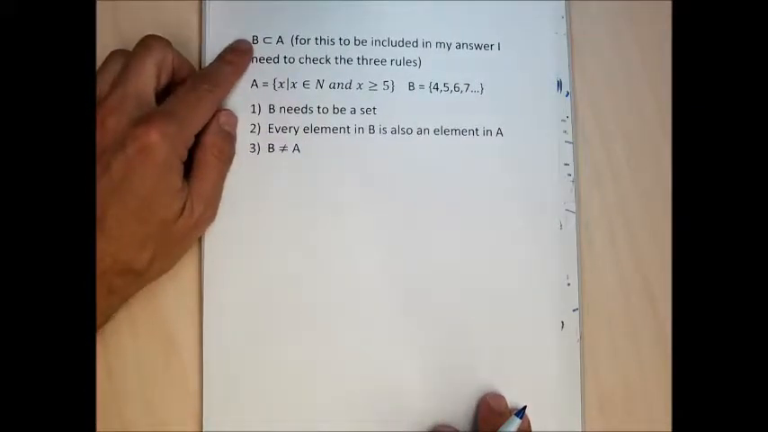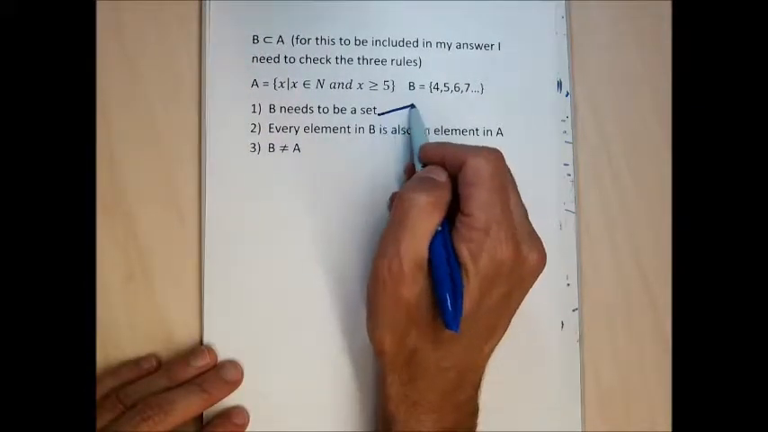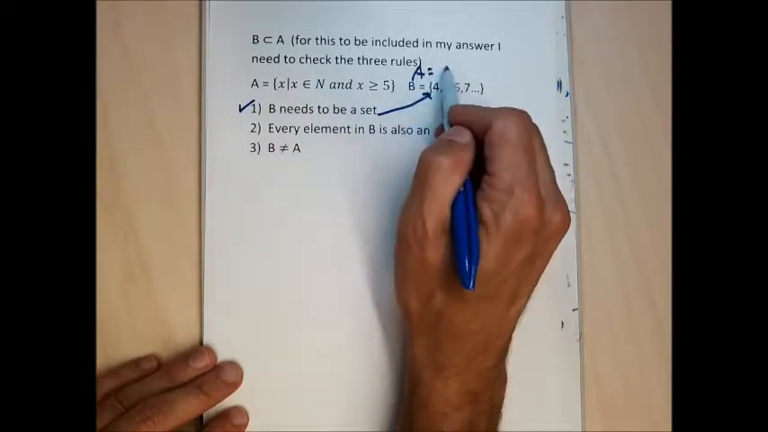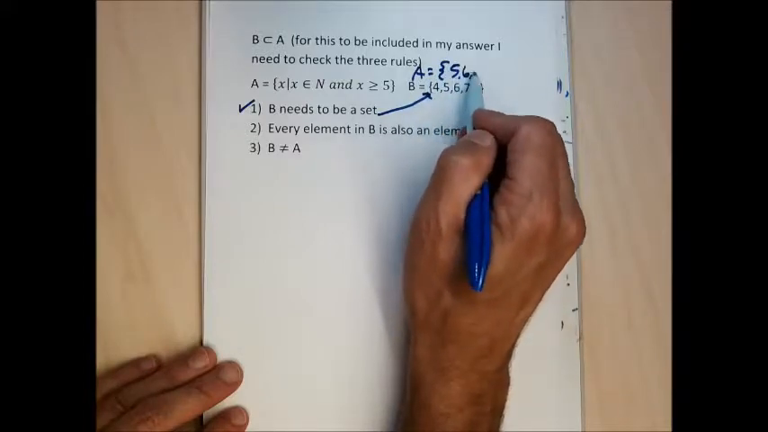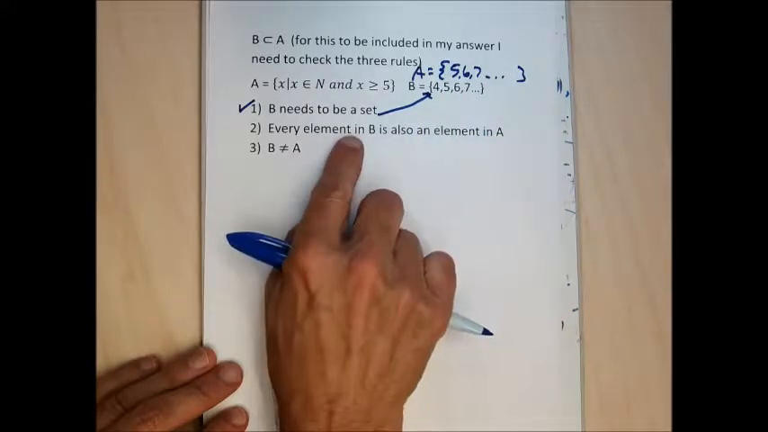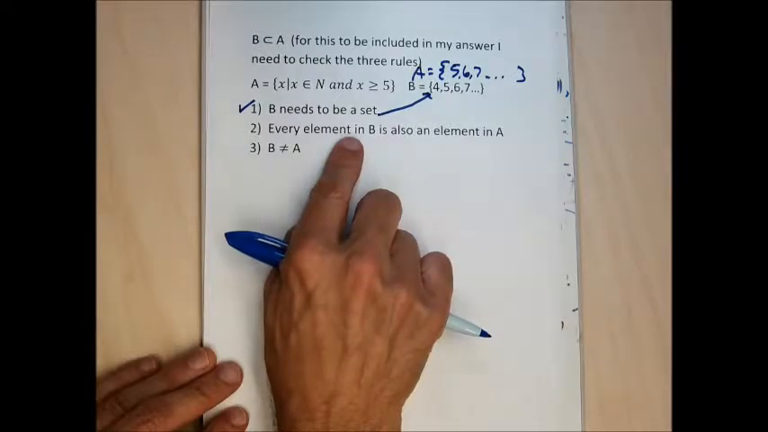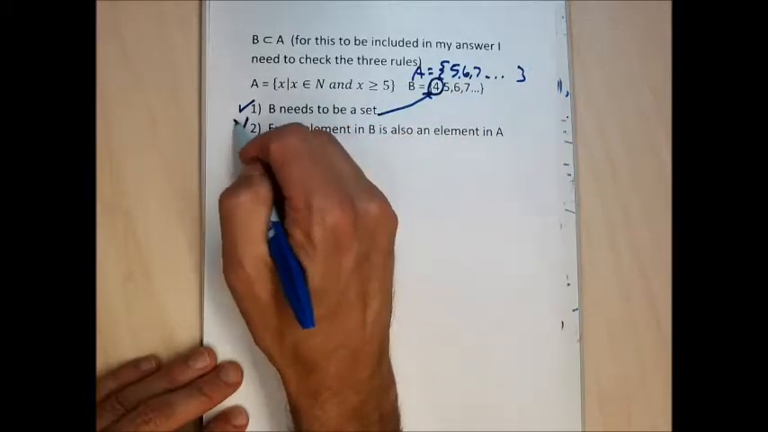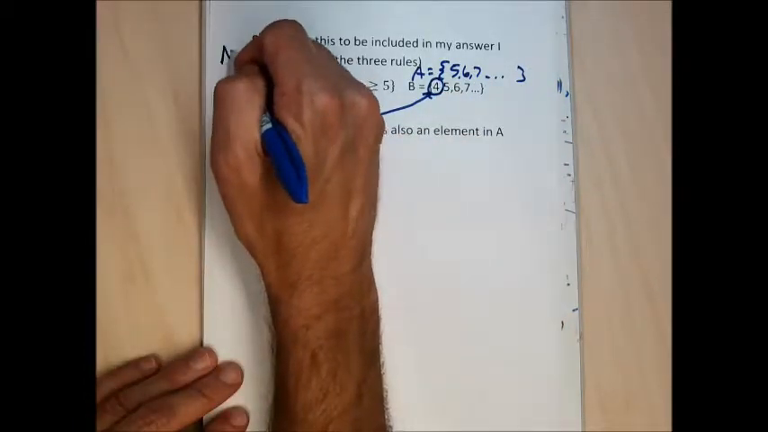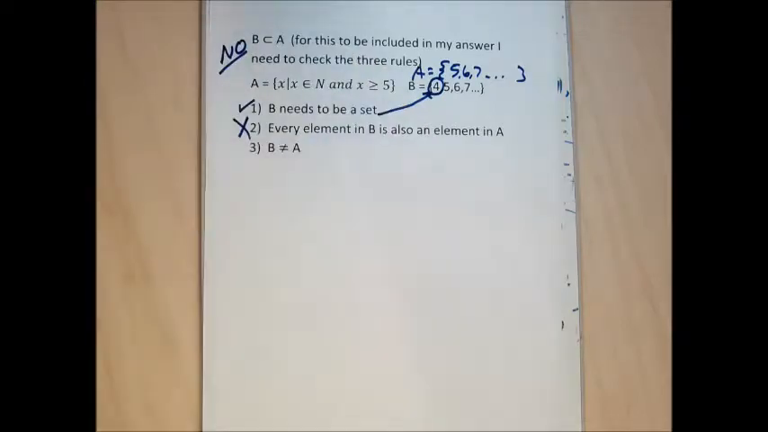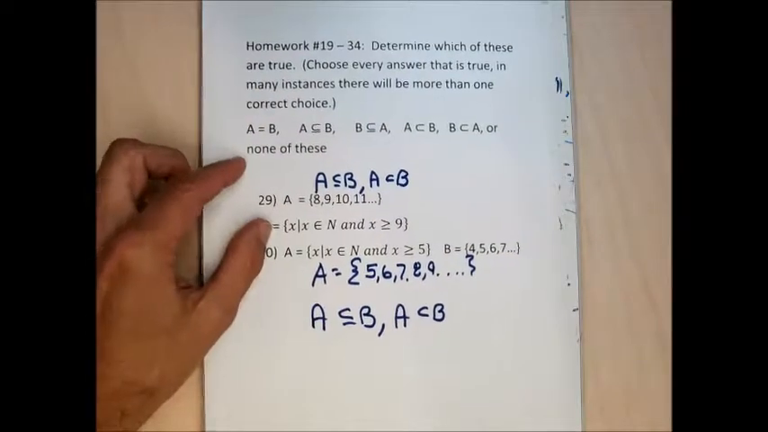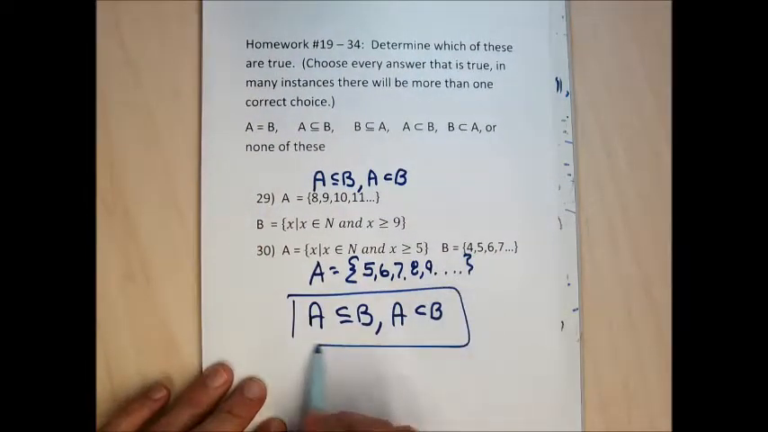One more test to do to see if B is a proper subset of A. For B to be a proper subset of A, B needs to be a set, which it is. Unfortunately, it's going to violate the second rule. To be a proper subset, every element of B needs to be an element of A. A starts at 5. It doesn't have a 4 in it that B has, so the second rule is violated. This symbol is not going to go in my answer. I've checked all the symbols, and there's nothing more to put in my answer, so I'm going to stop there and call that my answer for problem 30.